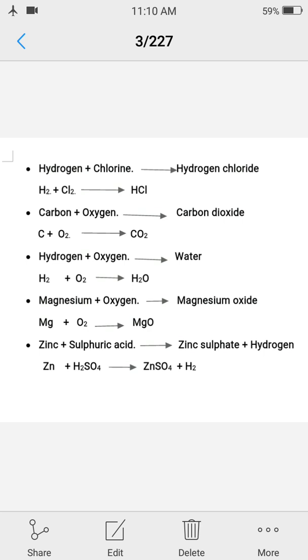There may be one product, maybe two, or more than two is also possible. In the last example, you can see zinc plus sulfuric acid, ZnSO4 and hydrogen will be formed. So zinc plus H2SO4, these are reactants. They will react with each other and products will be formed, ZnSO4 and hydrogen, zinc sulfate and hydrogen gas. Chemical reactions are chemical changes only, which can be represented in the form of chemical equations.